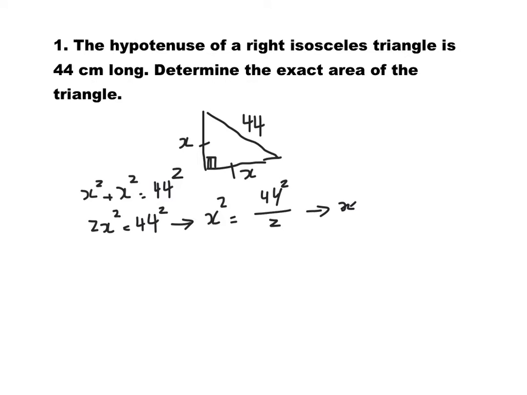you simplify this one, we are going to get 44 divided by square root of 2. If you take the square root of both sides here, the square root of 44 squared is 44, and the square root of 2 is square root of 2.